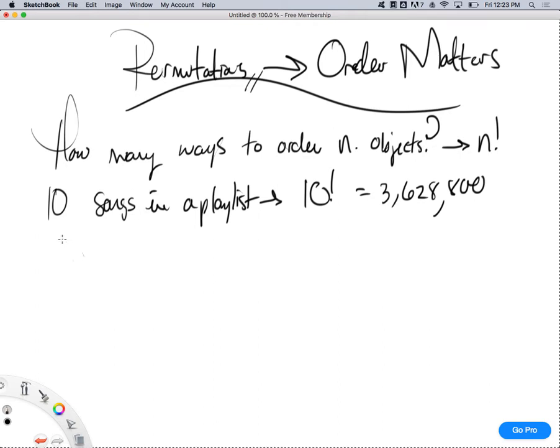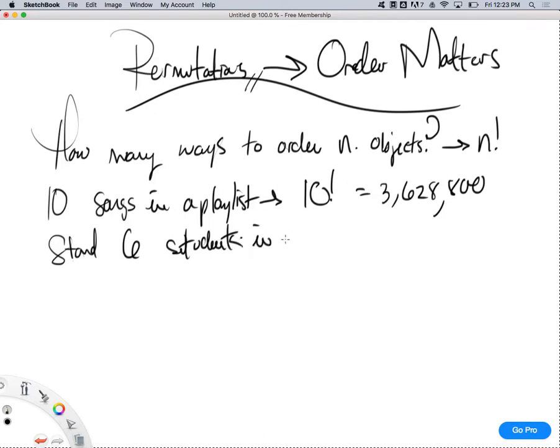Now another example of this would be, how many ways can you stand 6 students in a row? And again, that's just the number factorial. So it's 6 factorial, which is 720. So that's the simplest form of permutations questions. It's just the number factorial.